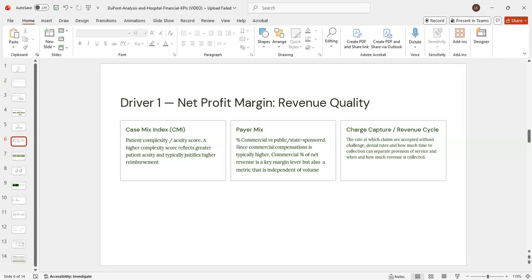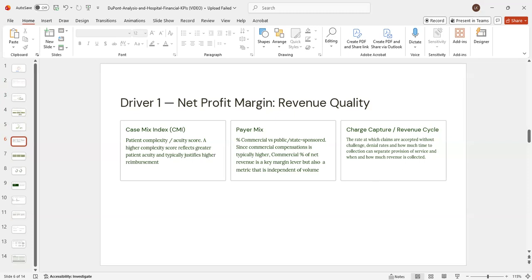Finally, we look at charge capture in the revenue cycle. What this refers to is the effectiveness with which your services translate to revenue. If your claims are all accepted without challenge, that would suggest that your ability to claim revenue is high. If, on the other hand, your denial rates are high, you are left having provided the service and not being able to collect revenue for that service. Similarly, how much time it takes matters.